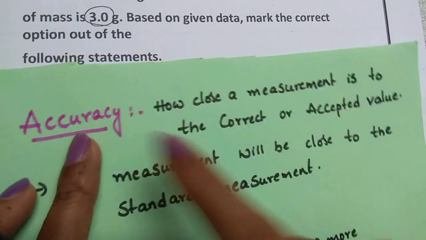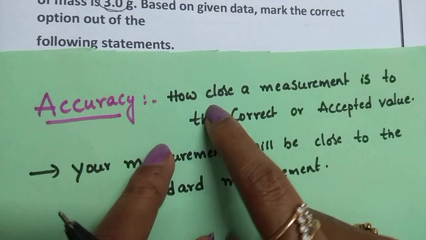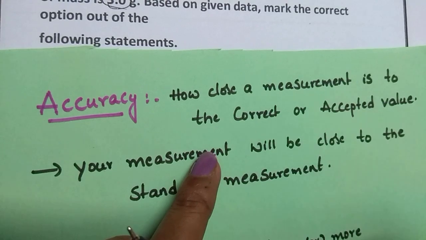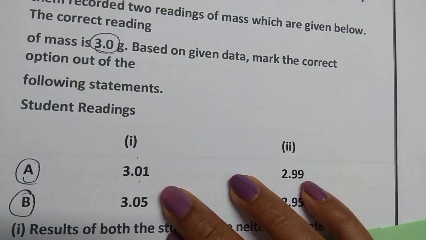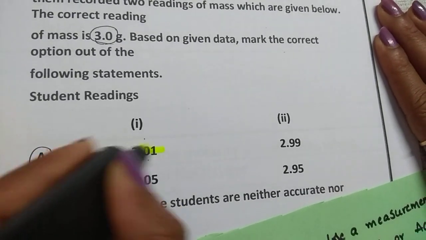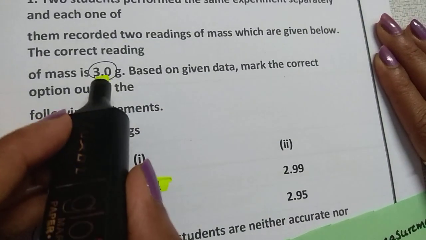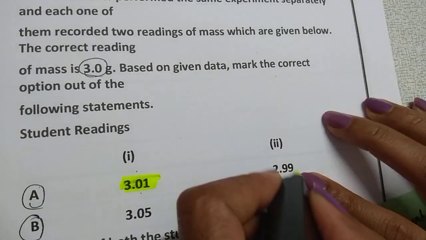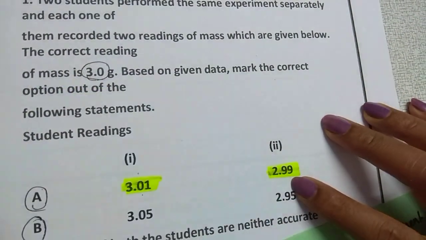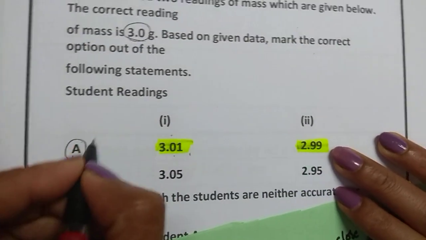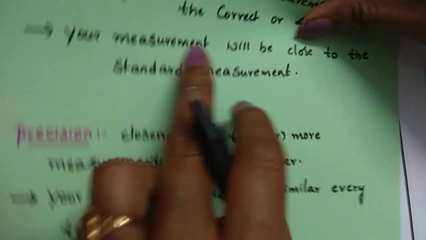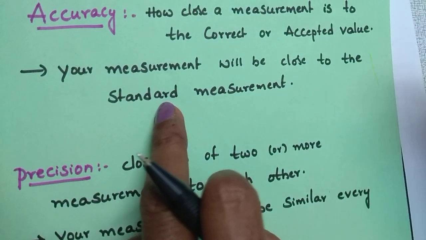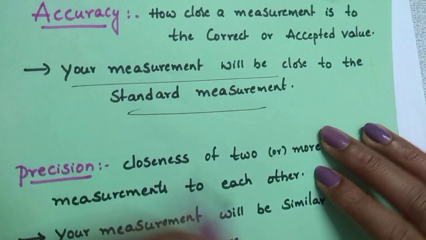So let me tell you the exact meaning of accuracy. Accuracy indicates how close a measurement is to the correct or accepted value. So here he got 3.01, which is close to the real value, and 2.99 is also close to the real value. So these two are accurate values. Accurate means your measurement is close to the standard measurement.